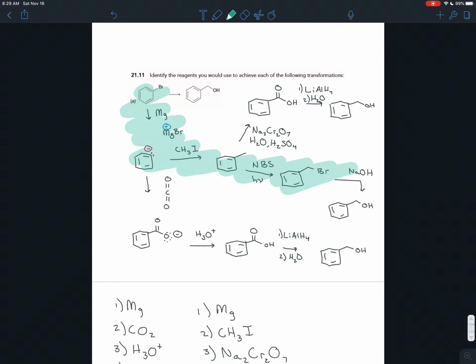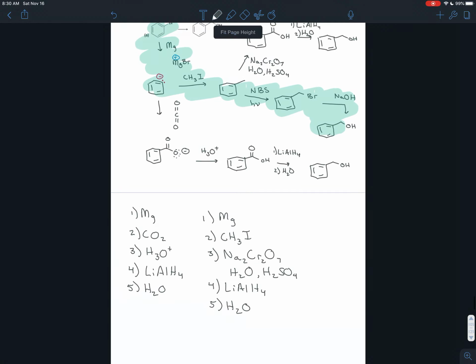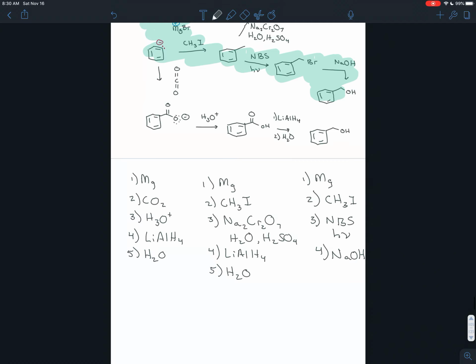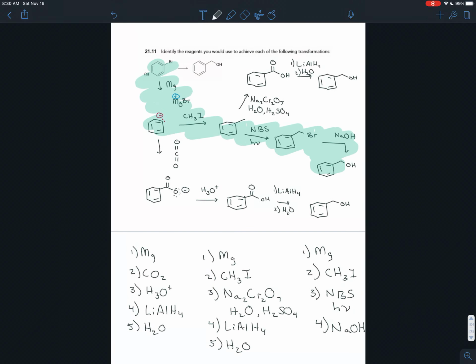And then last, we saw that you can sort of do this radical reaction in an extra SN2. So in that case, we created the Grignard reagent, treated it with methyl iodide. Then we did a radical reaction with NBS and light to put the bromine on the benzylic position. And then we did an SN2 reaction with sodium hydroxide. So those are all possible solutions to making this transformation happen.